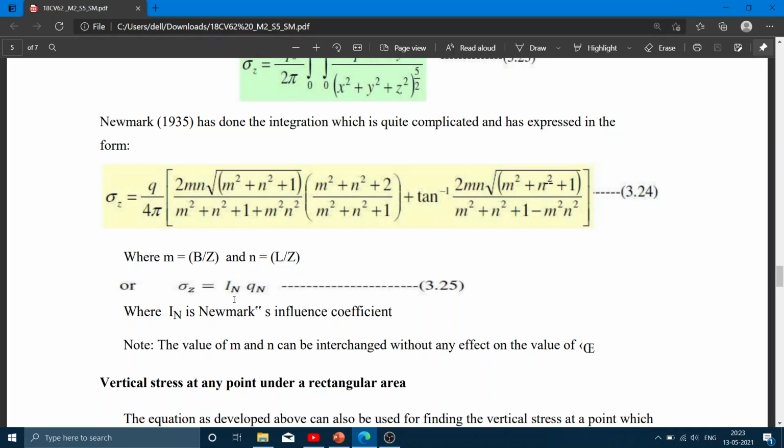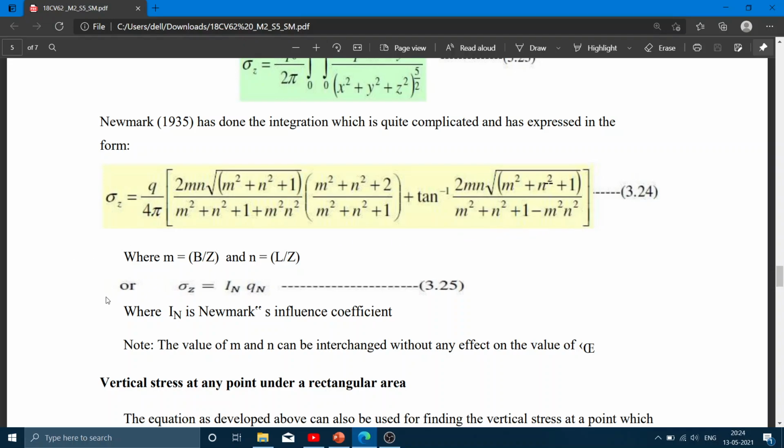equal to q by 4 pi into [2mn root of (m square plus n square plus 1) divided by (m square plus n square plus 1 plus m square n square)] into [(m square plus n square plus 2) divided by (m square plus n square plus 1)] plus tan inverse of [2mn root of (m square plus n square plus 1) divided by (m square plus n square plus 1 minus m square n square)].